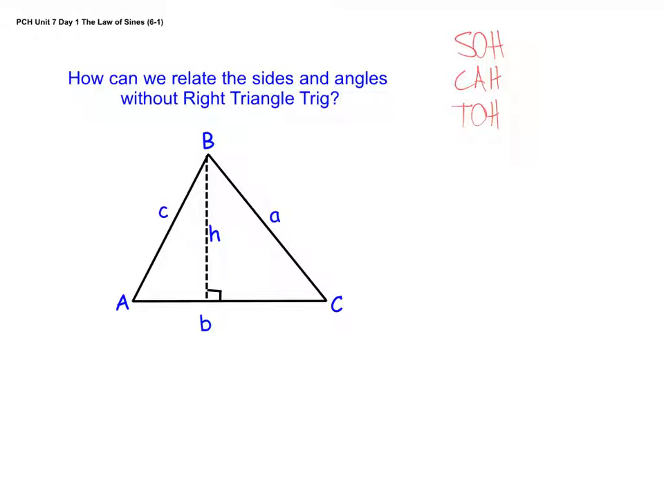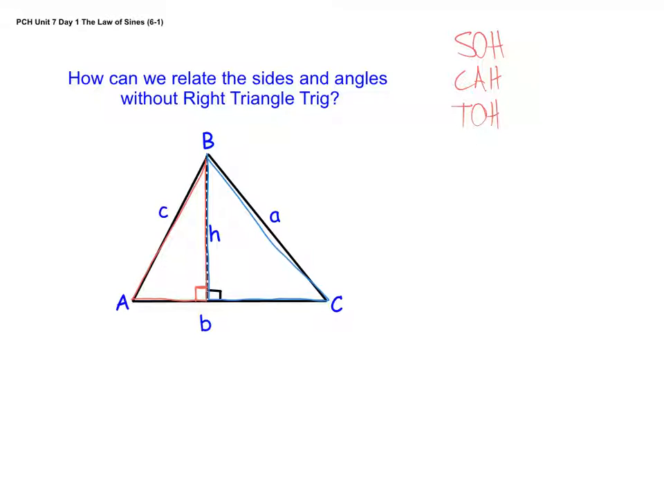Okay? You'll notice here, like I said, I drew h as the altitude or the height of this triangle. Okay? And since ABC was not a right triangle to begin with, I drew this height so that I would have a right triangle on the left, and I actually have a right triangle on the right side, okay? So here I have this right triangle over here, and I have this right triangle here on the right as well, okay?